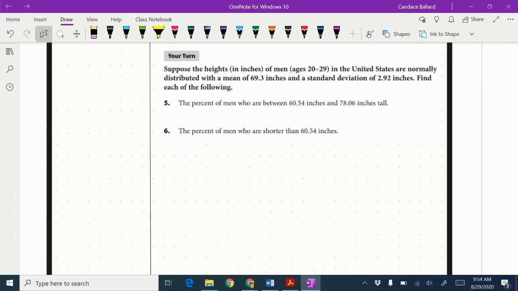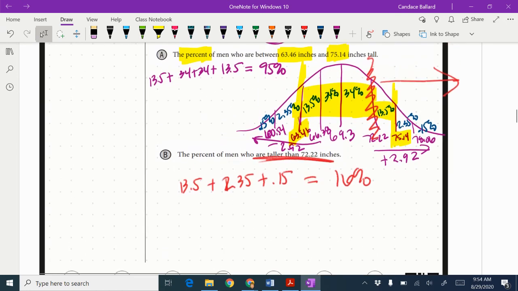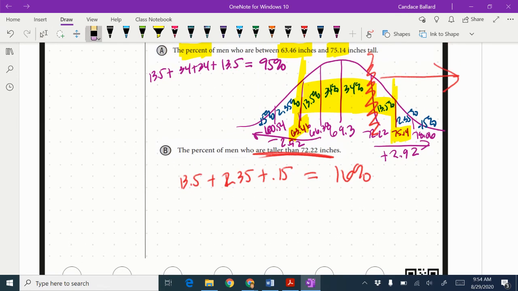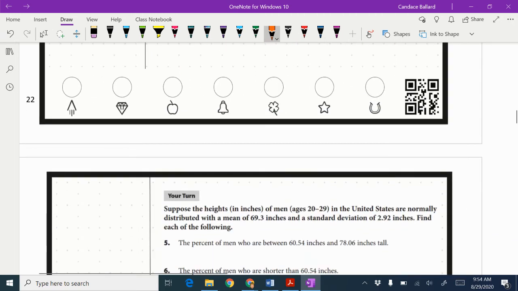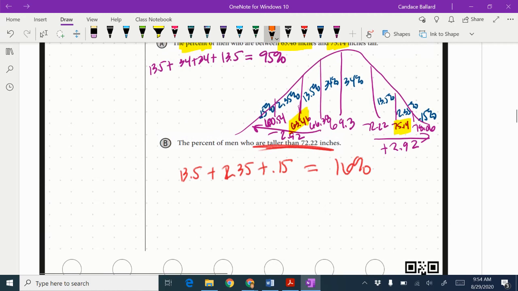All right. The next one, we're going to use the same data, okay? And if you want to pause and try to figure out the percentages yourself, you can. But we're going to do the percent of men who are between 60.54 and 78.06. I might erase some of my colors on here. Oh, I got rid of my curve. Got to draw my curve back in. Okay, so I'm going to use a different color. It said 60.54. So 60.54 is here.